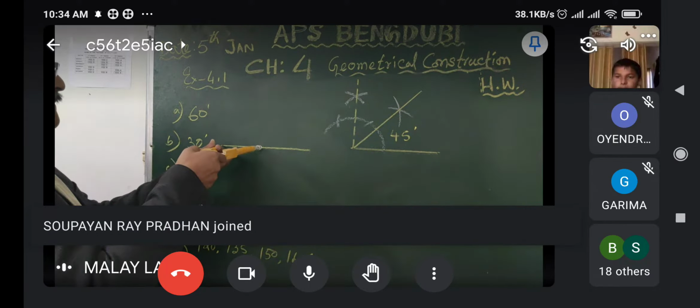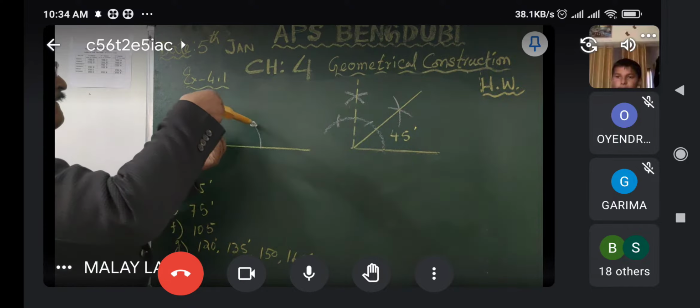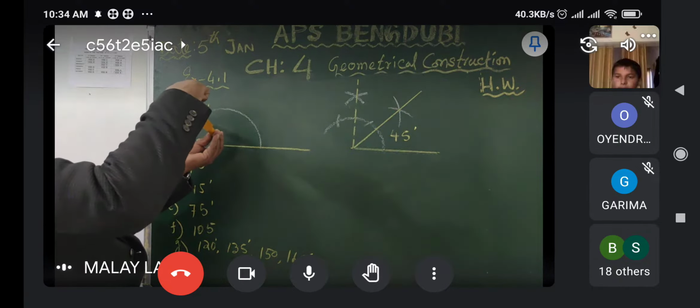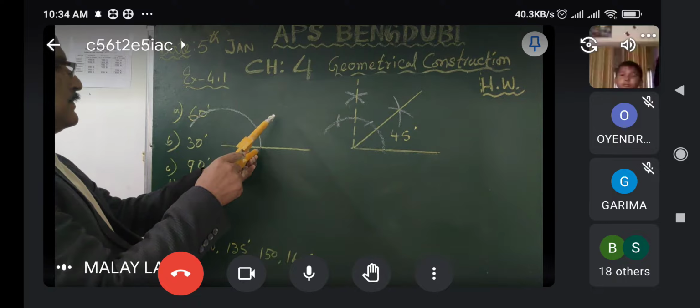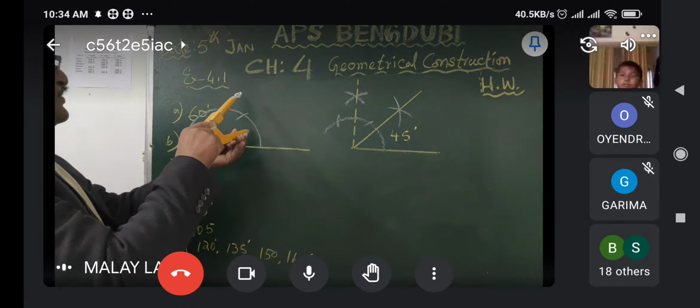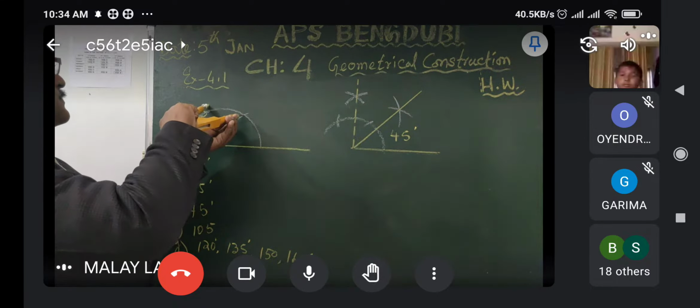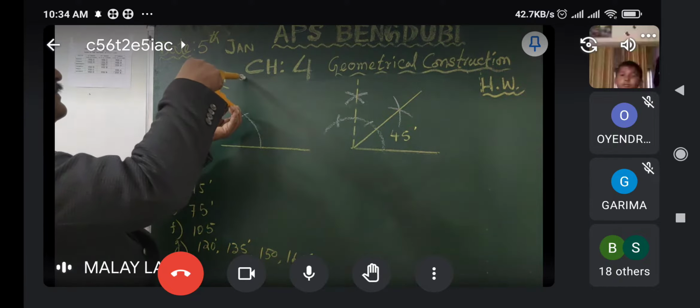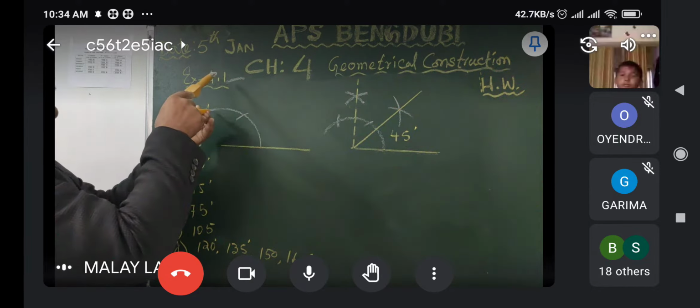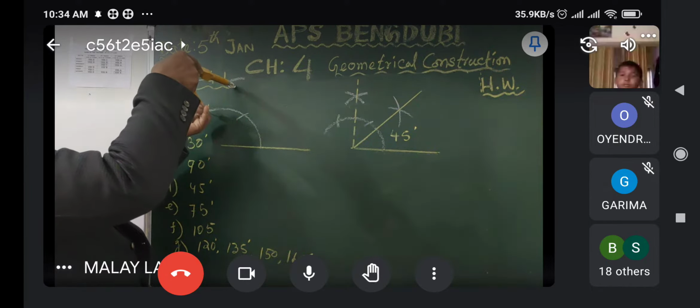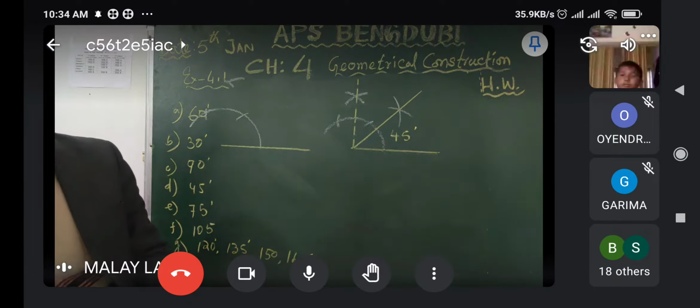So I will take a convenient radius. Draw angle here. First you have to draw 90. Cut 160. Cut 2. This is 90. Okay.